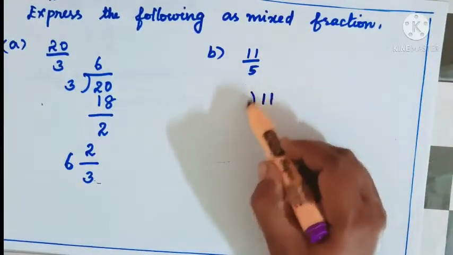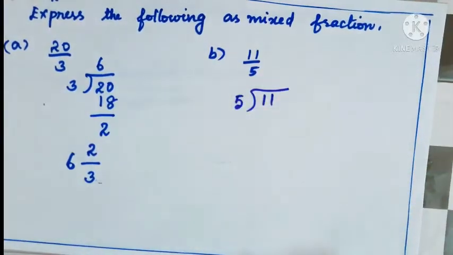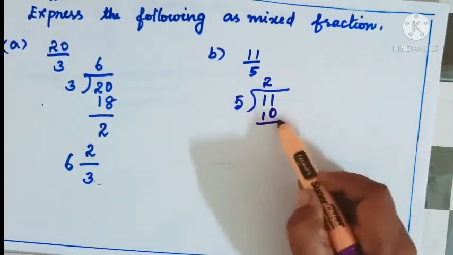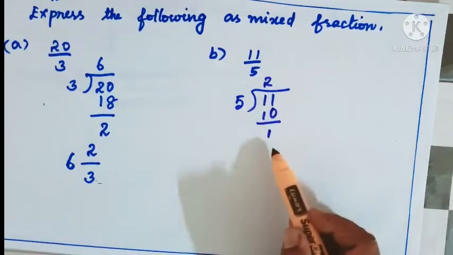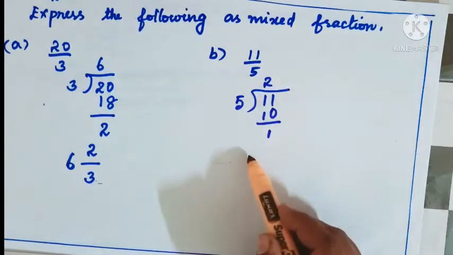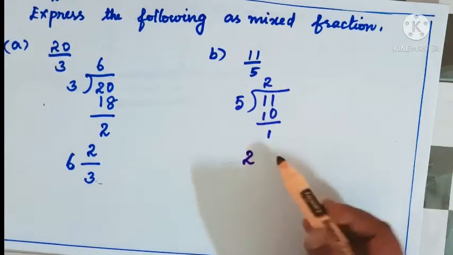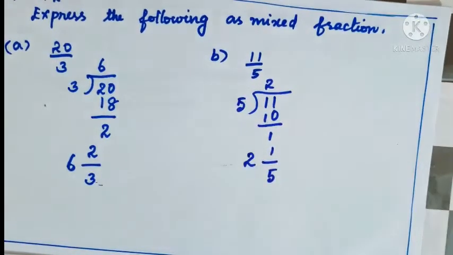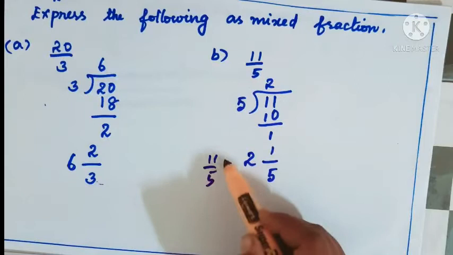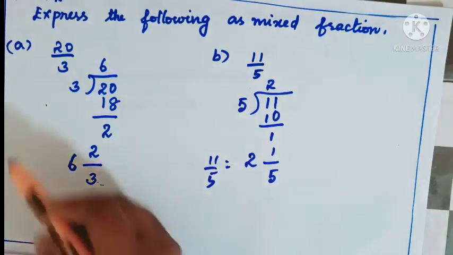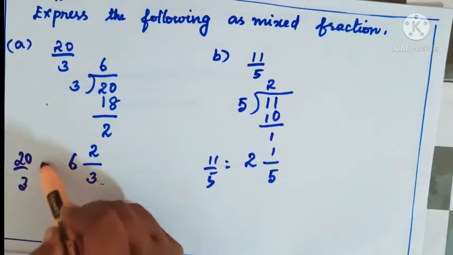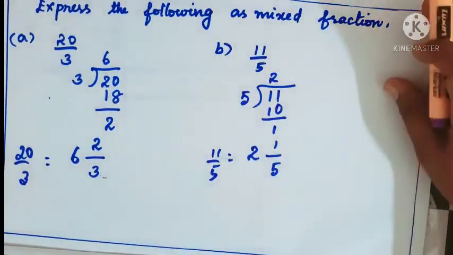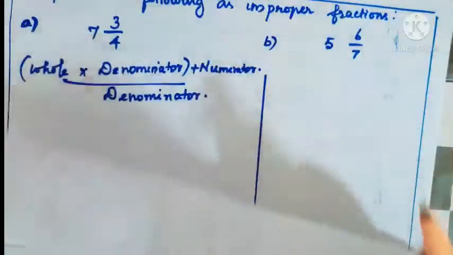So 11 divided by 5. Now 5 ones are 5, 5 twos are 10. So the balance is 1. So how will you write? Very good. The quotient you will write as 2, next 1, then 5. 2 1 by 5. So 11 by 5 is equal to 2 1 by 5. And 20 by 3 is equal to 6 2 by 3. Is it clear? The rest of the sums you can do. I hope you can do it.